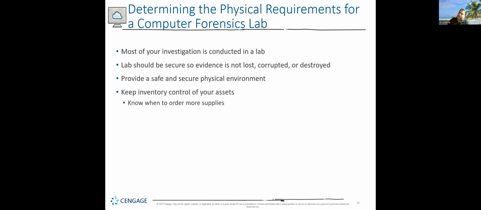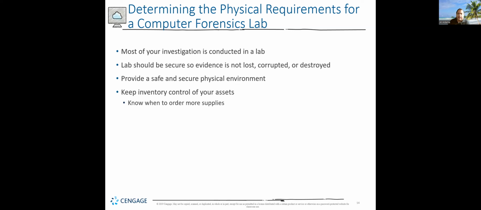So, determining the physical requirements for a computer forensics lab. Most of your investigations are conducted in the lab, workbench, I mentioned this prior. Lab should be secure so evidence is not lost, corrupted, or destroyed. Only people who have access to the lab are you and your digital forensics manager, if you have one in there.